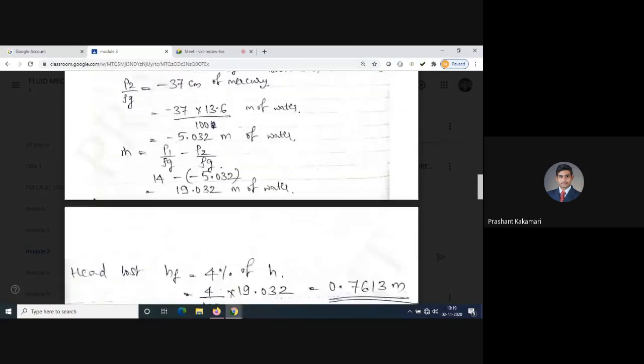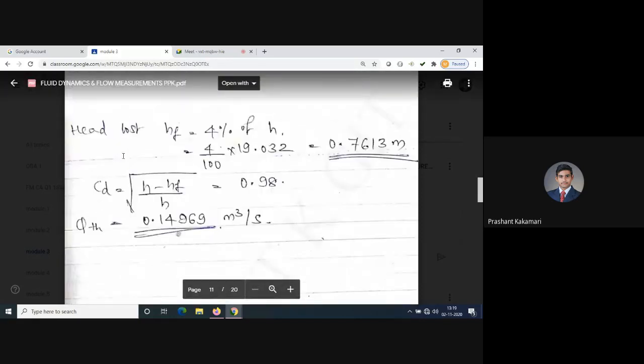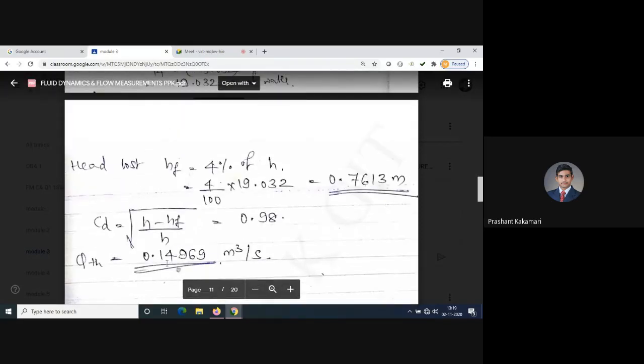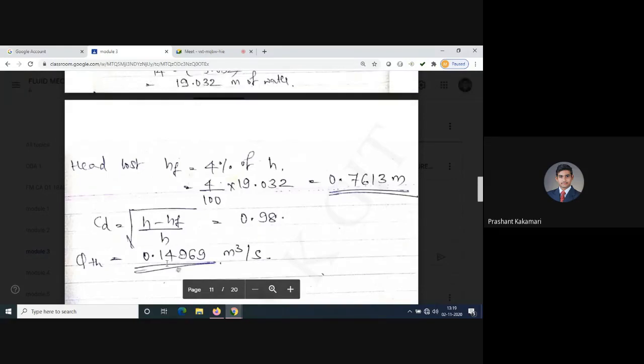So I think in this problem, there are no mistakes in finding the results. So I think the Q theoretical value you may get around 0.14969. If you consider Q theoretical, CD we are not considering. If you consider Q actual, CD we are going to multiply. So in this problem, I prefer to find Q theoretical as well as Q actual. And tell me, as per this answer, whether 0.14969 is the actual or theoretical discharge. Find both Q theoretical and Q actual.